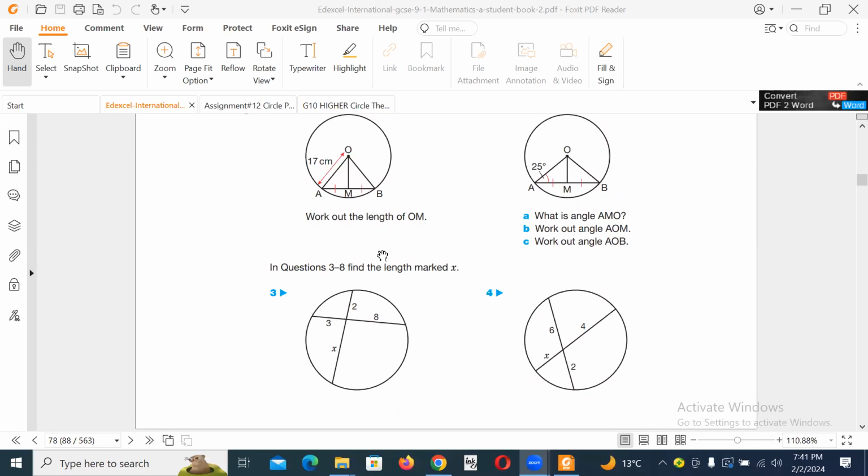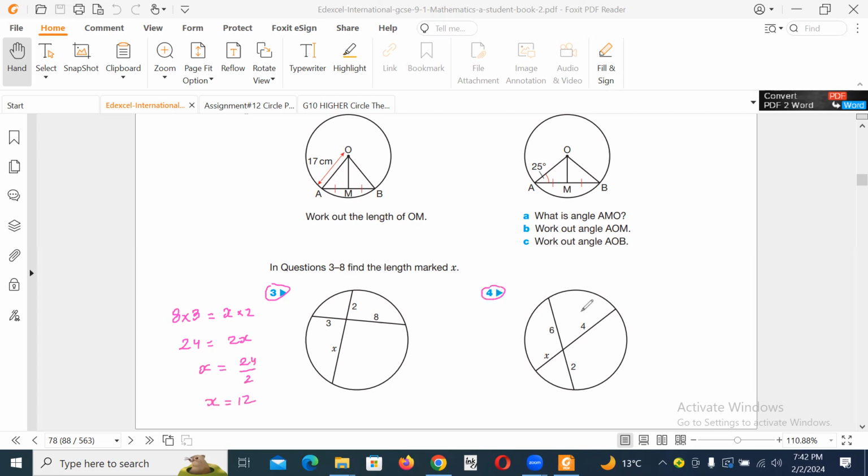Now we will move on. Question number 3. When two chords intersect inside the circle, as you can see, we can apply the theorem. 8 multiplied by 3 is equal to x multiplied by 2. 8 3s are 24, equal to 2x. So x is equal to 24 over 2, which is equal to 12.